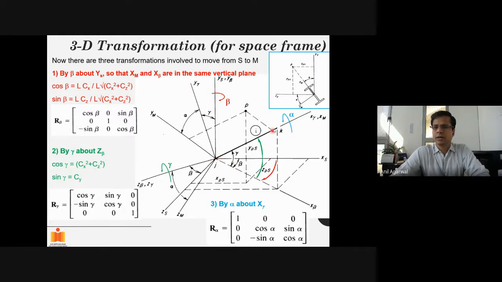So let's look at a vector. There is a vector which is known in the local coordinate system. It is xm, ym, zm. So this is the local coordinate system. Let me draw it also at the same time.